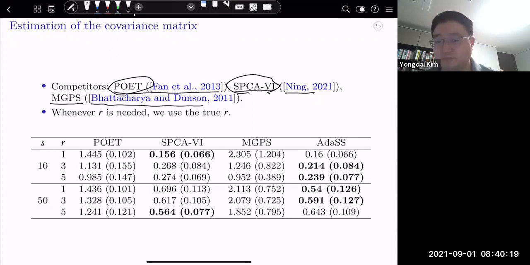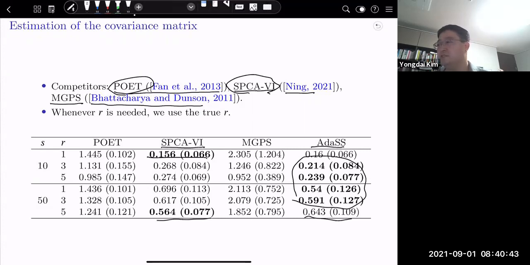Not Frobenius norm. I use operator norm. And our Bayesian model works much better than the others. Sometimes SPCA-VI outperforms the models, but it's unfair because SPCA-VI requires knowing the true factor dimensionality, and in that case we use the true R. But in our model, we estimate the factor dimensionality, so sometimes our Bayesian model is inferior to SPCA-VI. I think this is because they use the true R, while we use an estimated R.